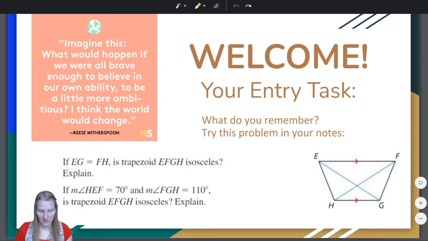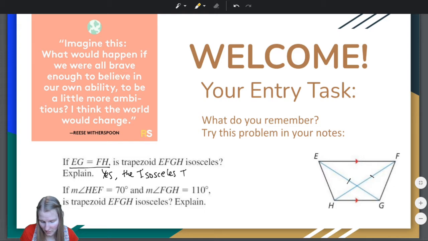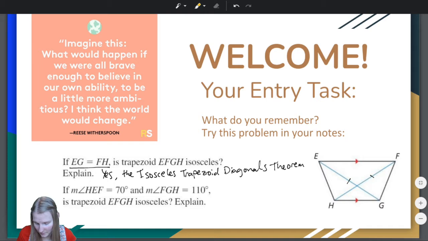Okay, if EG is equal to FH, so if the diagonals are congruent, is trapezoid EFGH isosceles? And explain. That's exactly what the isosceles trapezoid diagonals theorem says: if the diagonals are congruent, then we have an isosceles trapezoid. So yes, the isosceles trapezoid diagonals theorem says so.